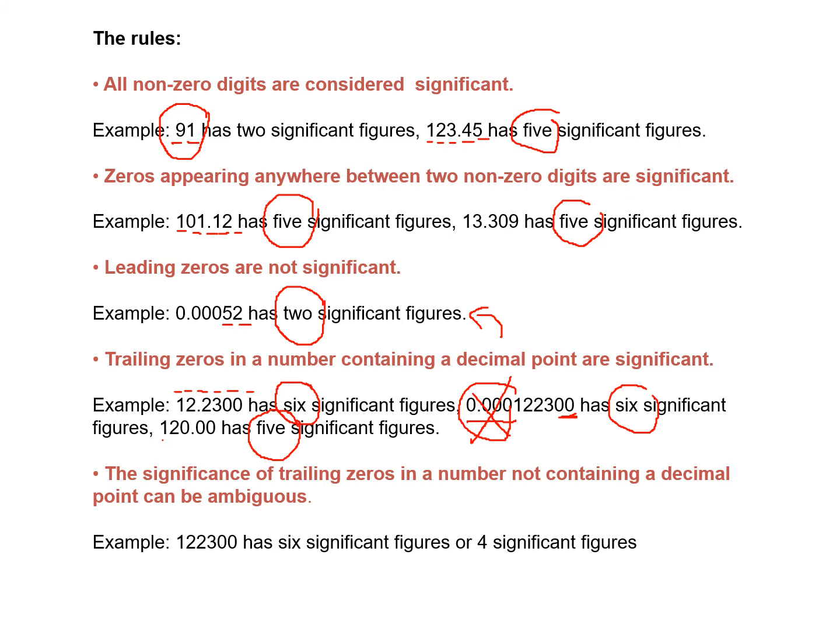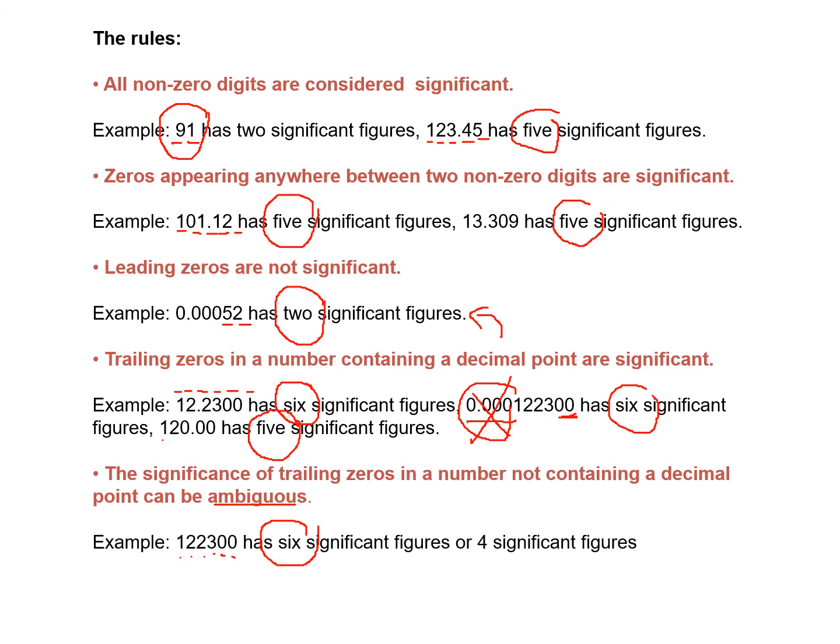And the last one: the significance of the trailing zeros in a number not containing a decimal point can be ambiguous. What does it mean by ambiguous? Meaning that we will have more than one answer. Okay, for example, we have 122,300. So basically 122,300 has 1, 2, 3, 4, 5, 6 significant figures.